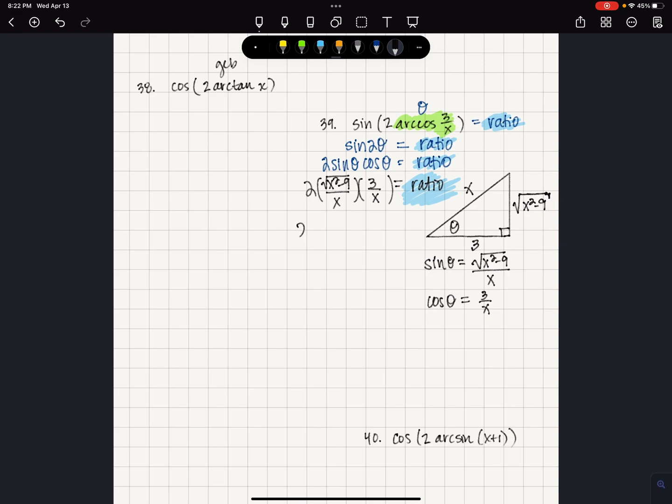So I've got 2 times the square root of x squared minus 9 over x times 3 over x, which will be 6 times the square root of x squared minus 9 all over x squared. That's the answer to 39. Yep, indeed that is the answer to 39.